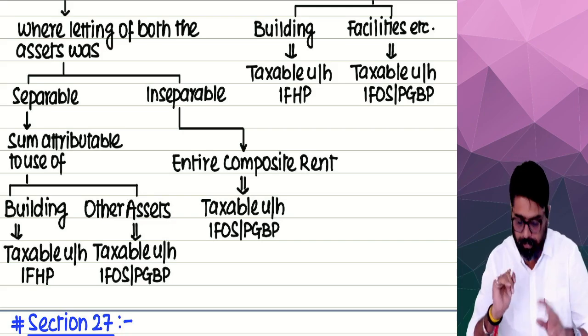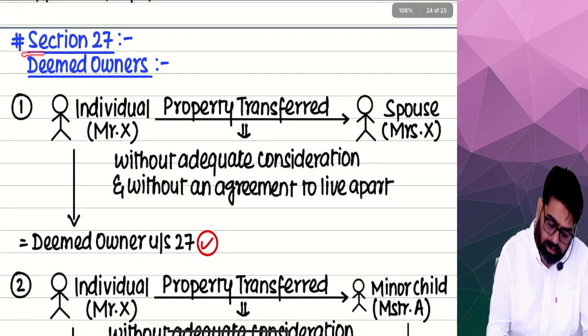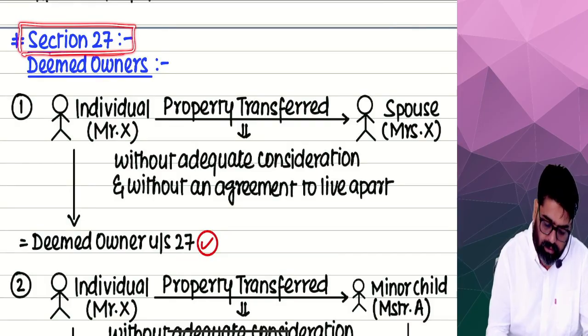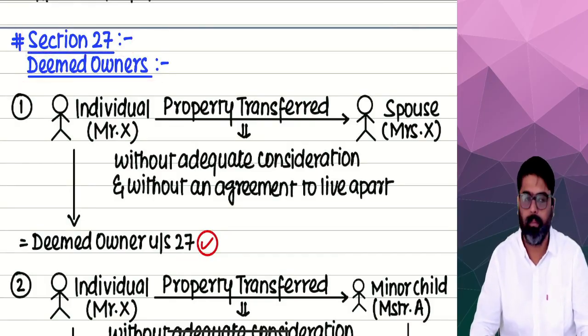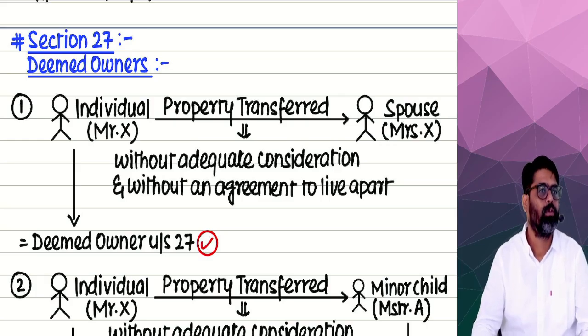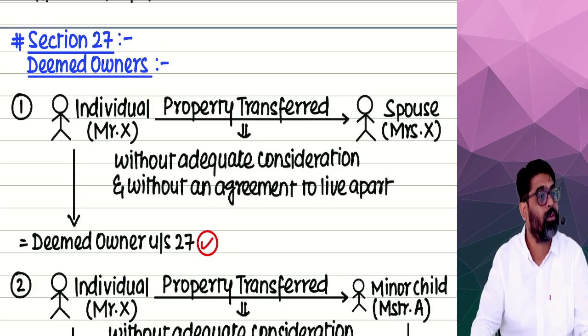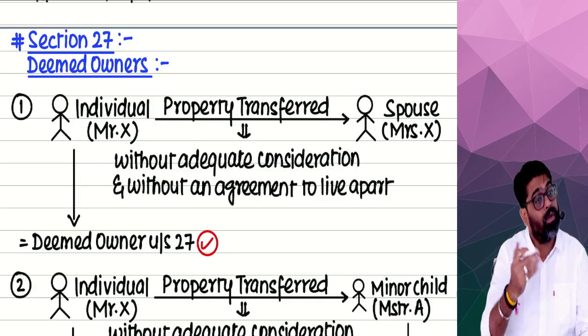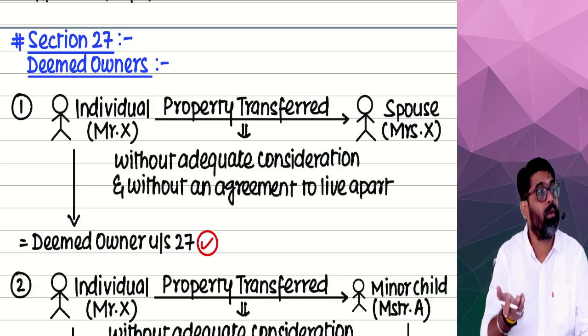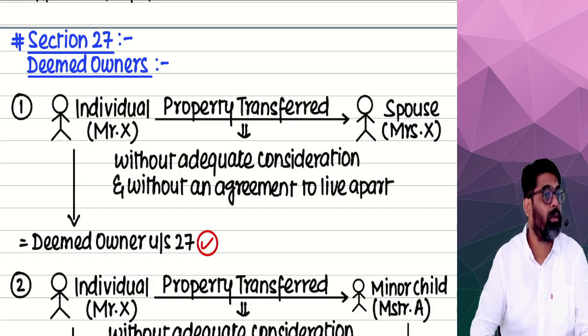Composite rent over. Now, the last section, section 27, talks about deemed owners. So what is the meaning of deemed owners? You are not the actual or the legal owner of the property, but for the purpose of house property, you will be deemed as owner, and the income of the house property will be chargeable in your hands. So we will charge the income in your hands, even if you are not the owner of the property.